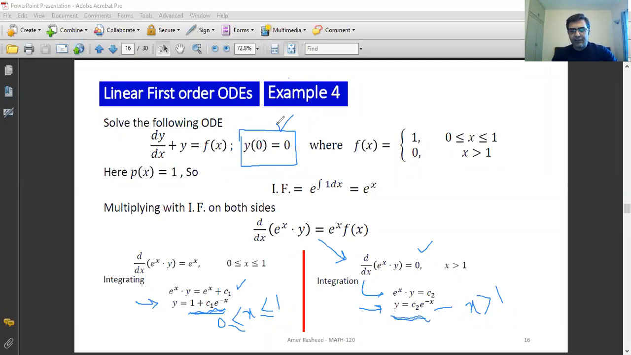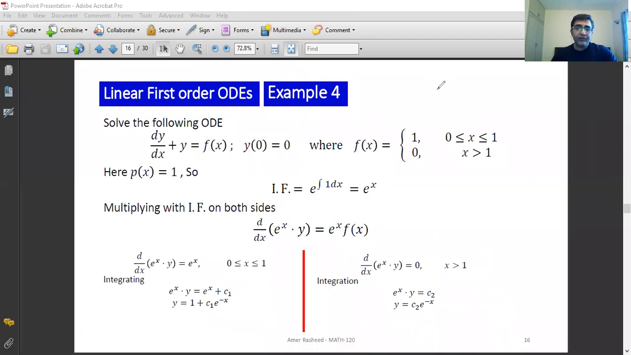Another constant here, on this part of the domain the solution is this, so C2 is another constant. So we have only one initial condition, and we have to find two constants, one in this solution and the other in this solution. What we do, we see at what point this initial condition is defined. It is defined at 0. So 0 is here. So this initial condition can only be used in order to find the unknown constant for this part of the domain, for this solution, this one.